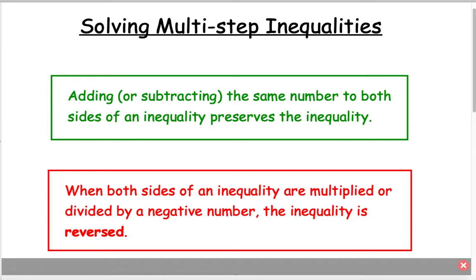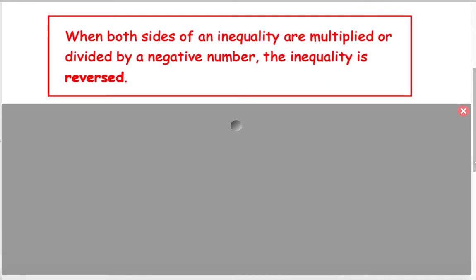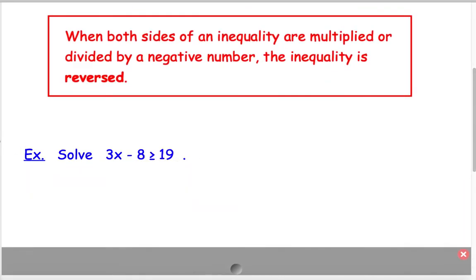That'll come up in some of our examples, and we always want to make sure we can add, subtract, multiply, or divide both sides of an inequality by the same number. However, the one case when we're multiplying or dividing by a negative number, then we have to switch that inequality. So let's look at some examples. Let's solve 3x minus 8 is greater than or equal to 19.